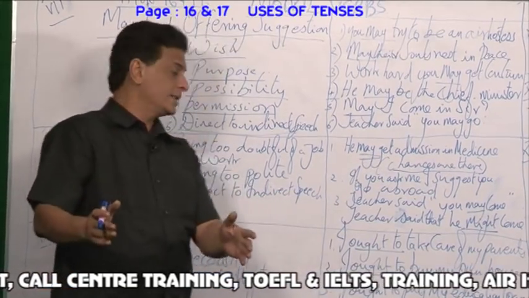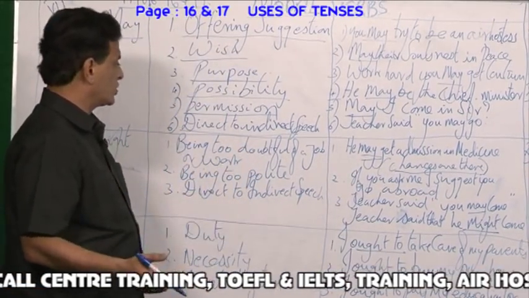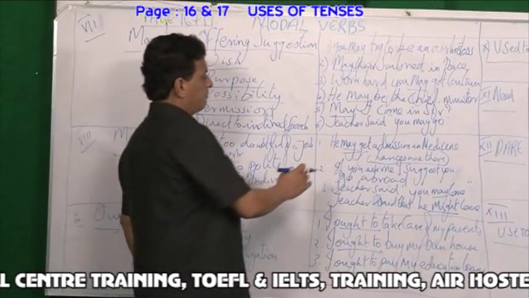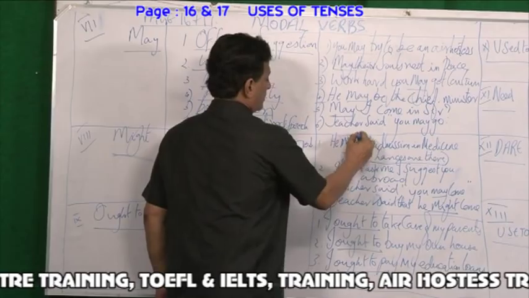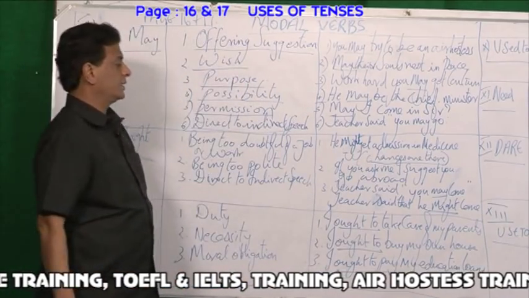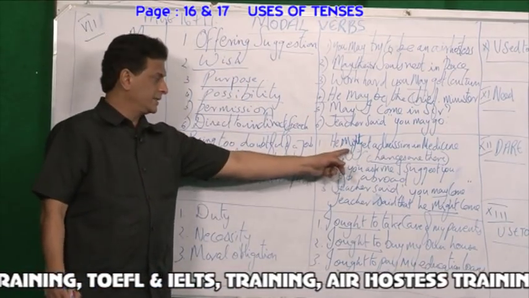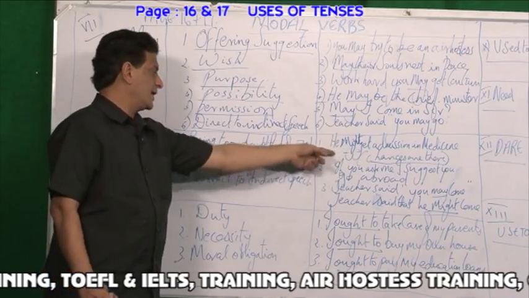There are chances. There may not be a chance also. So, sorry, he might. I am very sorry. He might get admission in medicine. Might. So with this might, there are chances.